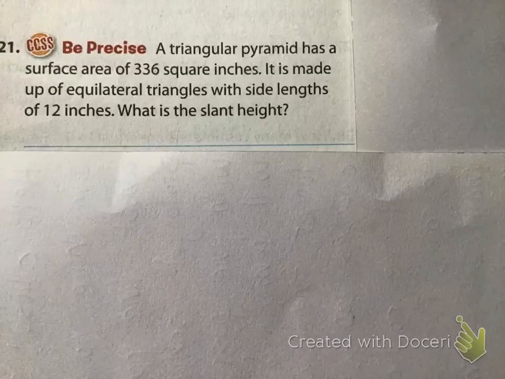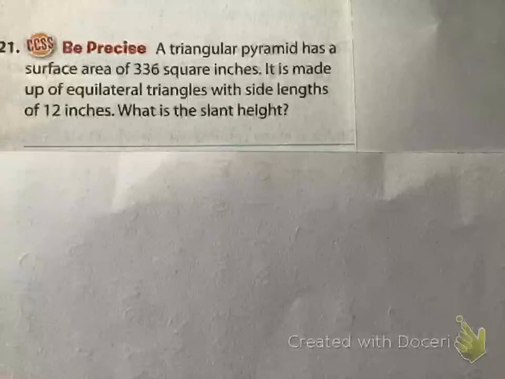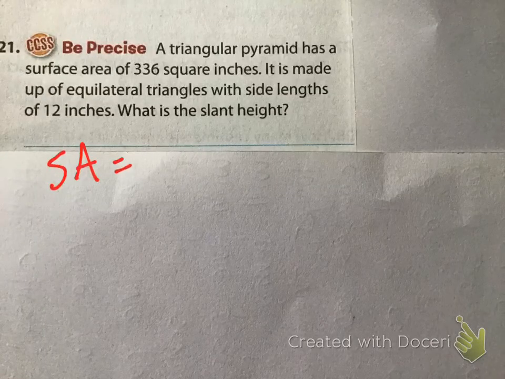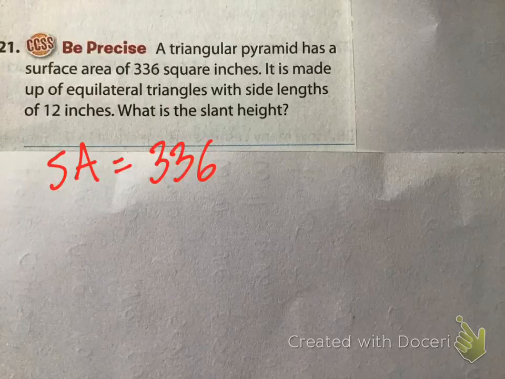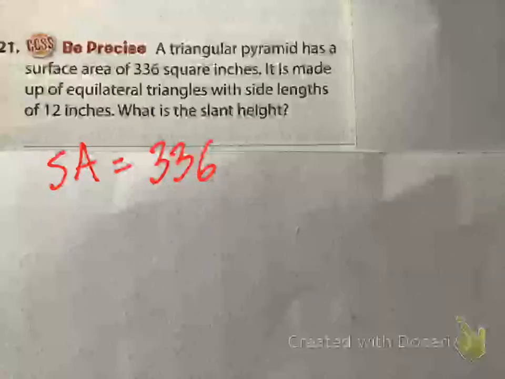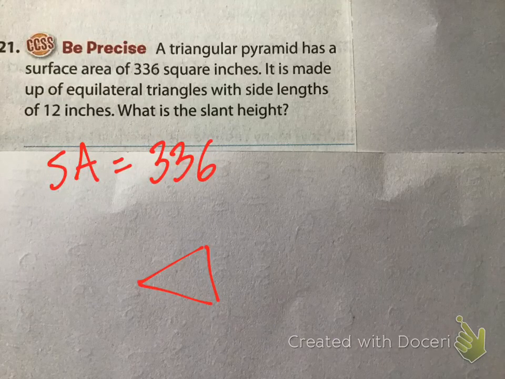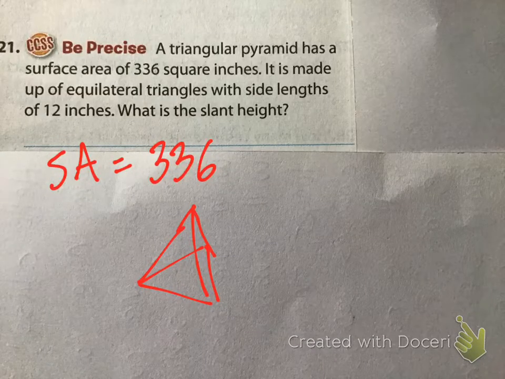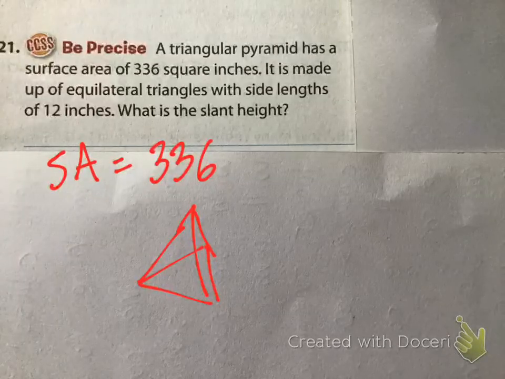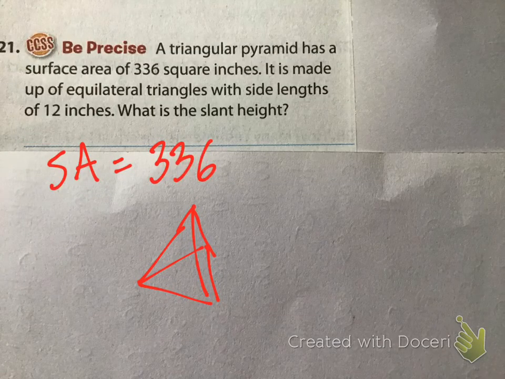So our triangular pyramid has a surface area. So we've got our surface area is equal to 336 square inches. So my surface area of a triangular pyramid is 336. It is made up of equilateral triangles. So they are all the exact same triangle. So if they are equilateral triangles, how many triangles do I have? If they are all equilateral triangles, how many of the same triangle do I have?